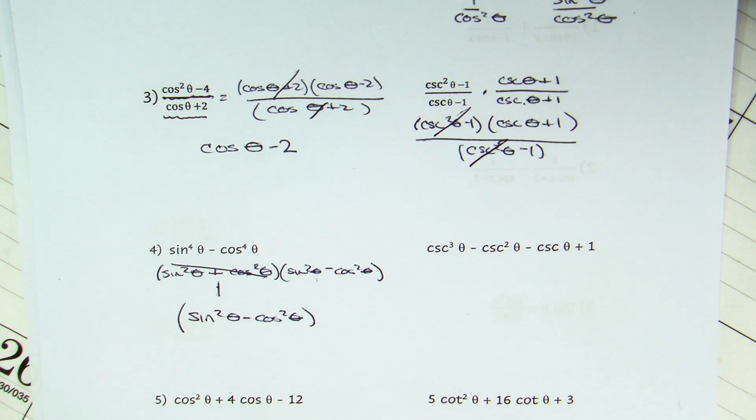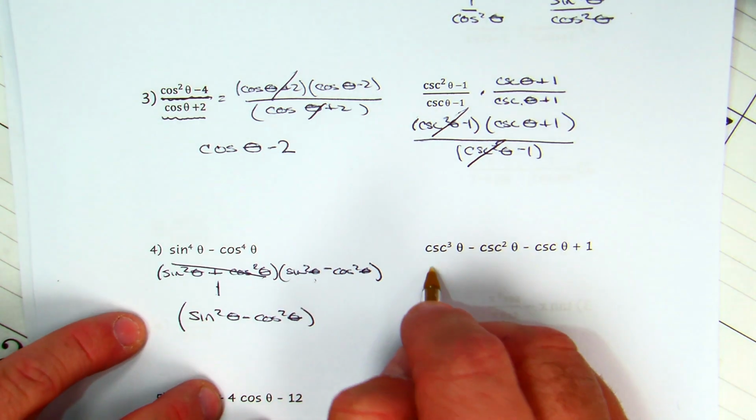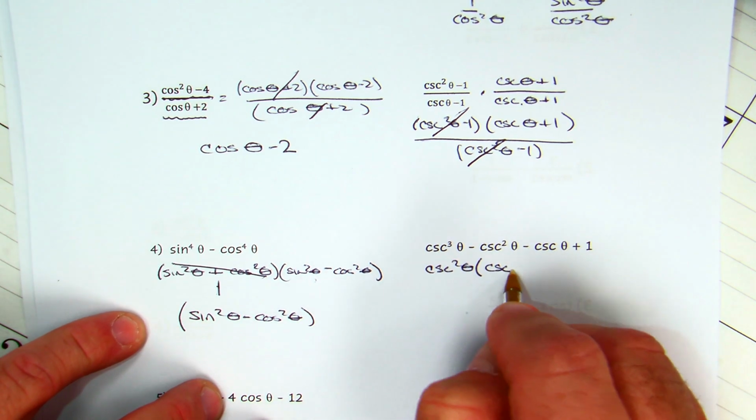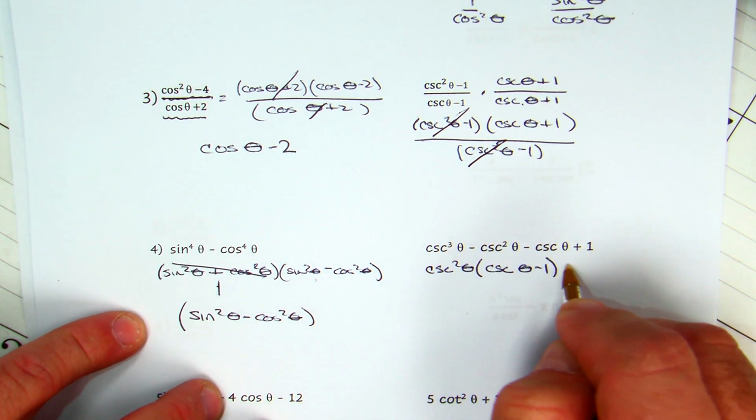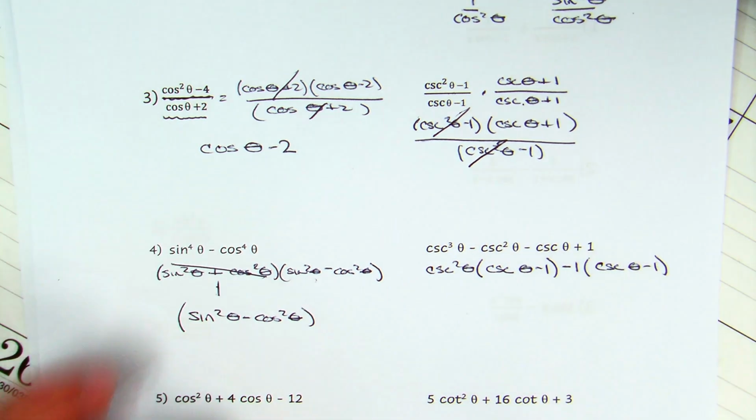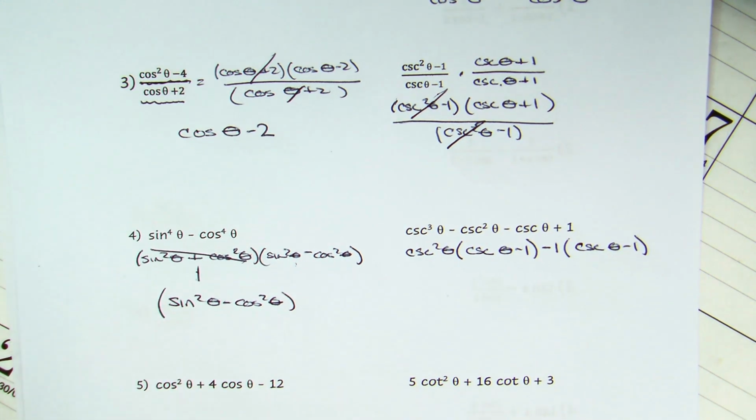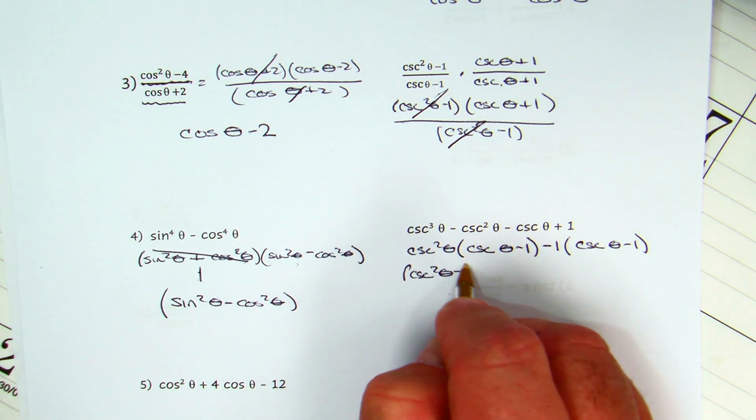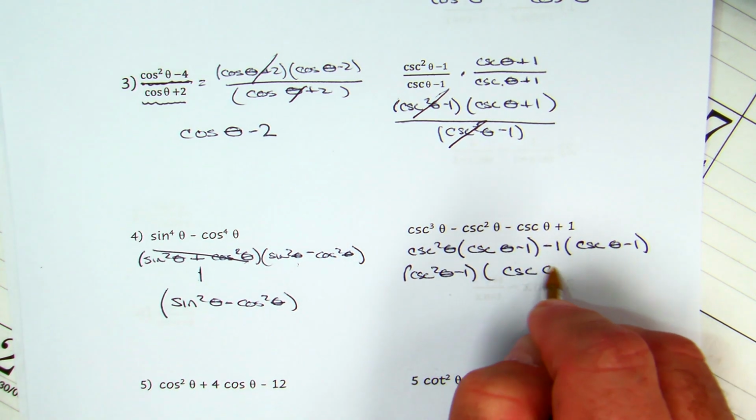When I have 4 terms, that tells me grouping. So I'm going to pull out the cosecant squared theta. That gives me cosecant theta minus 1, minus 1, cosecant theta minus 1. That's going to give me cosecant squared theta minus 1, cosecant theta minus 1.